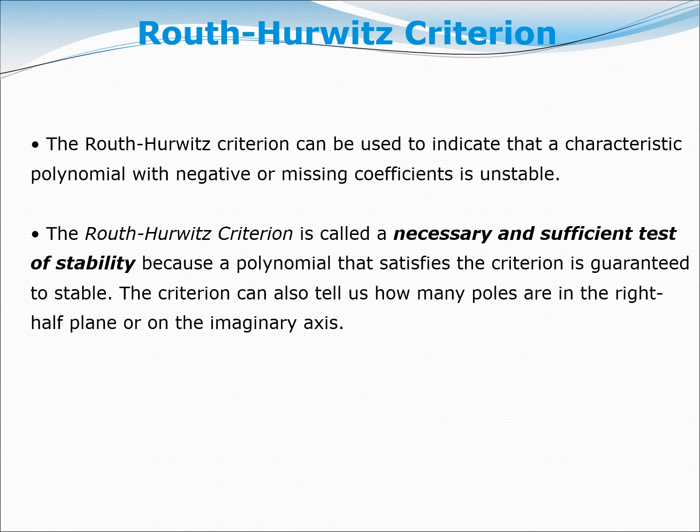The main idea of the Routh-Hurwitz criterion, or RH criterion, is to determine whether the system is stable or not. So I hope you still remember the characteristics of a stable or unstable system. I just want to remind you that if the system is stable, all the poles are on the left half plane. If the system is unstable, at least one pole is on the right half plane.